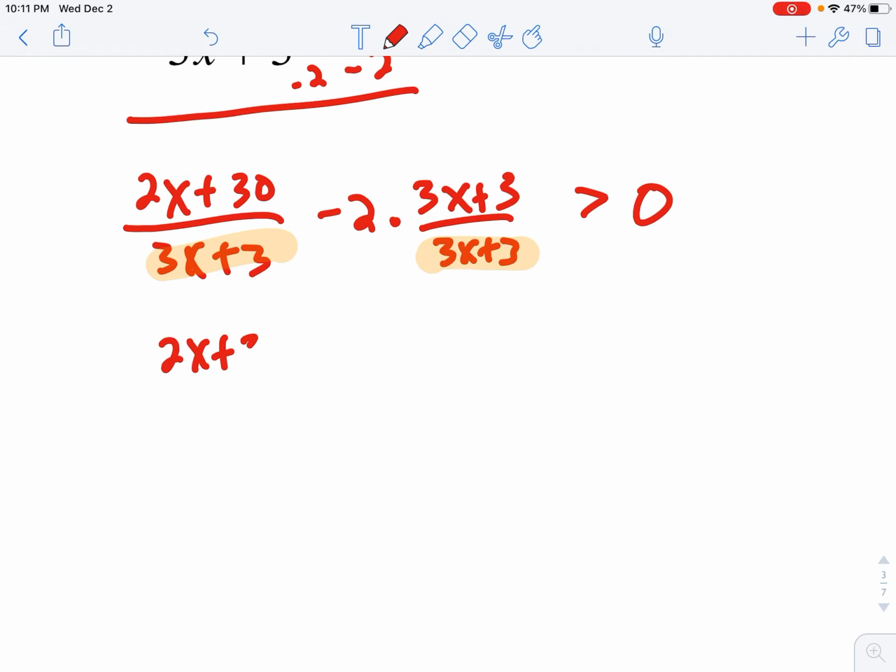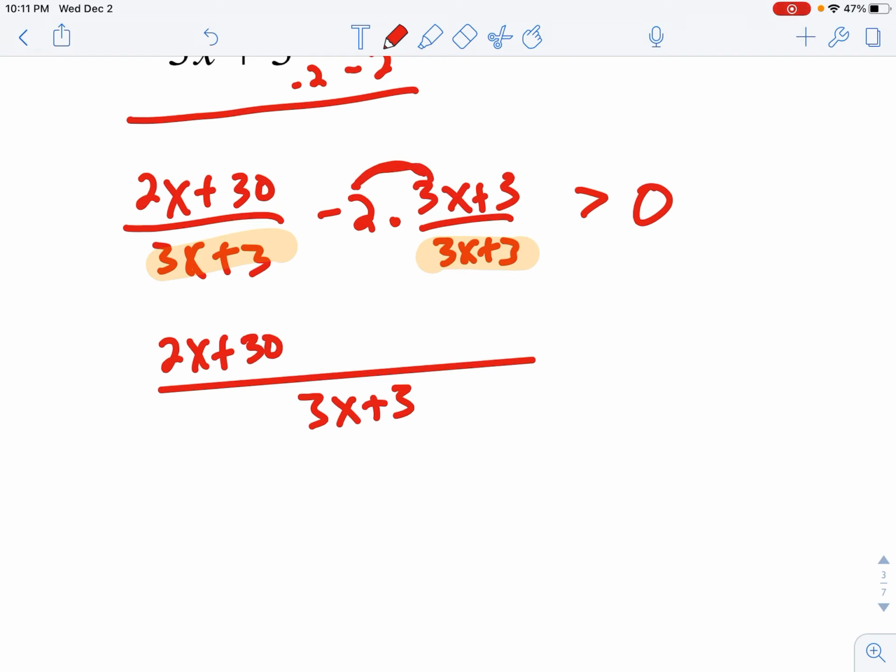So that's 2x plus 30 over 3x plus 3. Let's see, if I go here, that's going to be minus 6x. Oh, what's the smart way to do this? Here's the smart way to do this. Sorry about this. Since both of these are over the same denominator, I can just go ahead and make this all over 3x plus 3. That's going to save a bunch of writing and prevent me from goofing up.